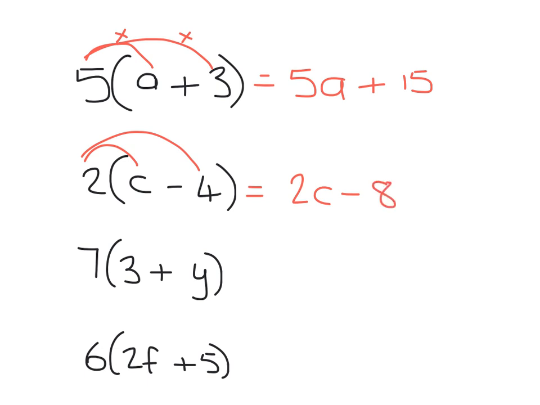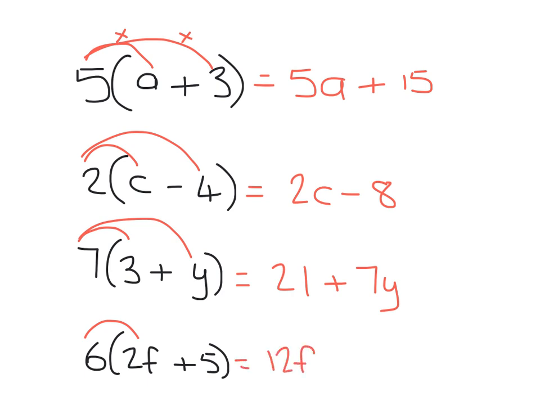Here I've got my letter and my number the other way around inside the bracket. However, that makes no difference. 7 multiplied by 3 will give me 21. And 7 multiplied by y will give me 7y. Now we've got a number and a letter inside the bracket, but we follow the same rule. 6 multiplied by 2f. Well, 6 times 2 is 12, so it must be 12f. And 6 multiplied by 5 will give me plus 30.